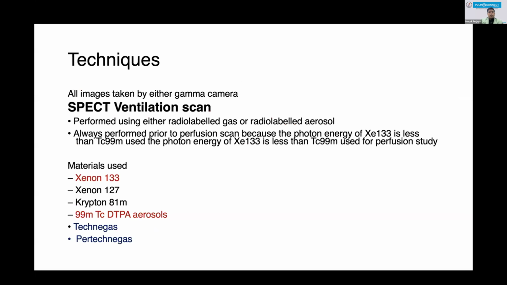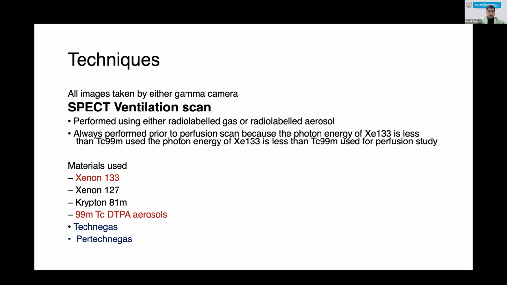So now talking about some technique, how it is done. All the images are taken by the gamma camera. So there is the single photon emission CT ventilation scan. It is performed using either radio labeled gas or radio labeled aerosol particles. And the material which we are using for this is the xenon 133 and the 99m technetium DTPA aerosol particles. These are the two commonest particles which we are using for the radio labeled gas or the radio labeled aerosols.